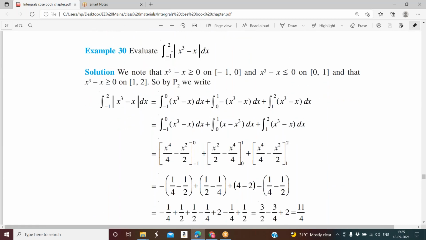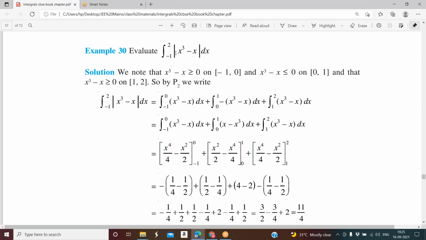See this problem: evaluate the integral from minus 1 to 2 of modulus x cube minus x dx. First identify whether the given integral is a definite integral or an indefinite integral. It's a definite integral because here we have limits.